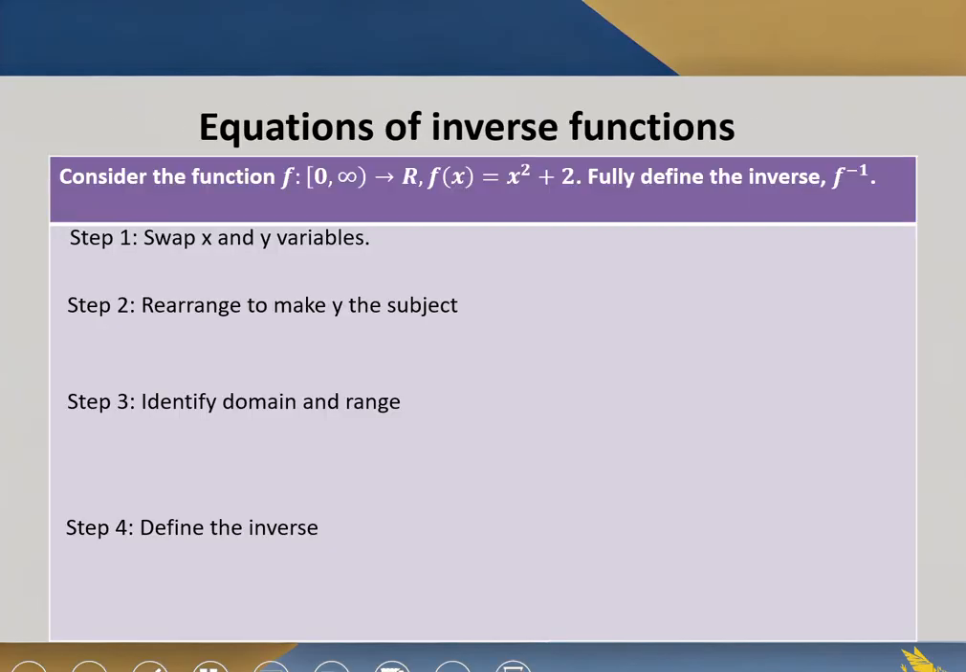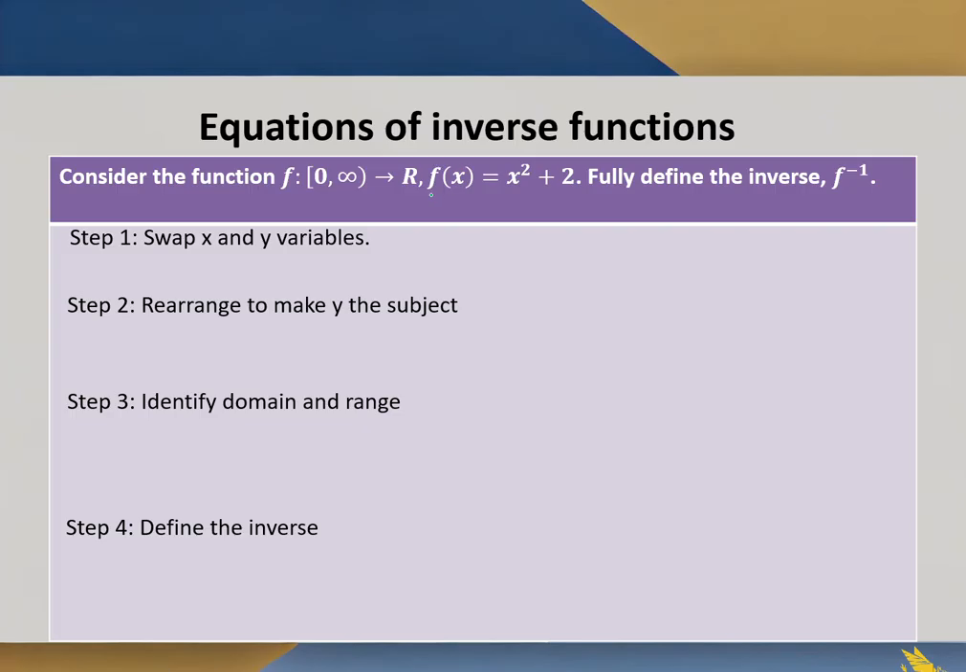So let's look at this question. We are going to consider the function f with the domain of 0 to infinity for all real numbers. f of x is equal to x squared plus 2. Fully define the inverse. Okay, so the first thing we need to do is switch the x and y around.